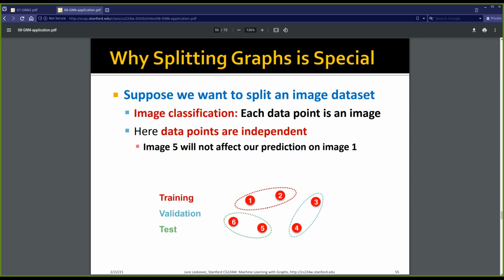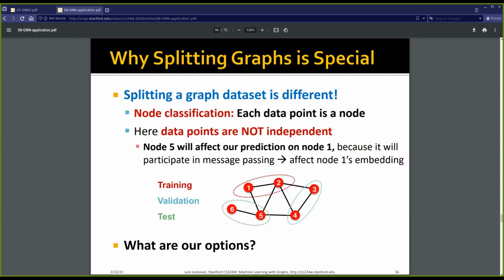Also, that's something special about graphs. In other domains where you have independent data points, doing train test splitting or train validation test splitting is actually quite easy. As we can see here, we just take some sets of the data points. But in graphs, these nodes are actually connected. So if we train, for example, on nodes 1 and 2, they will also affect the nodes at the test stage. For example, 5 is connected to 1 and 2. So that's a problem.